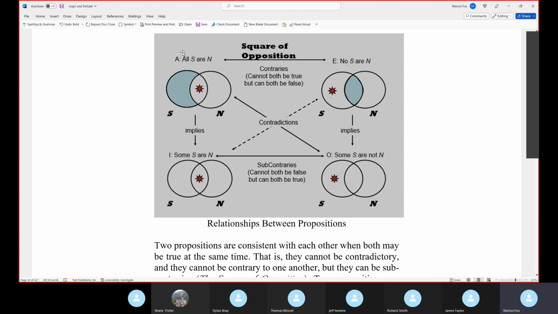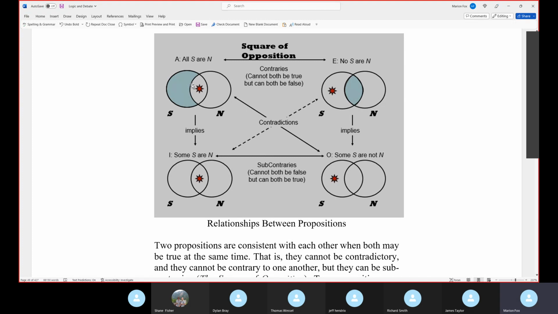Now, the E and A are contraries. They cannot both be true, but they could both be false. Well, if I is false, E is true. That means that if I is false, A cannot be true.